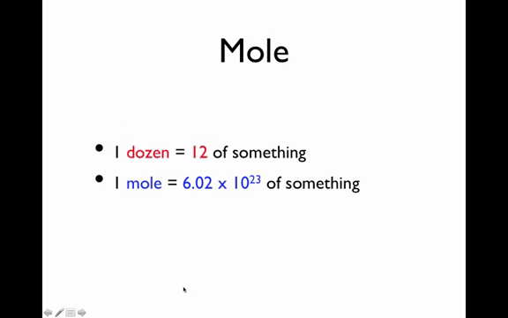Okay, and so now that we're talking about moles, just a refresher, you can think of the mole in chemistry as being roughly the same type of concept as a dozen. So a dozen is 12 of something, so if you have 2 dozen, that means you have 2 groups of 12. 1 mole is 6.02 times 10 to the 23 of something. So it's just grouping things in groups of 6.02 times 10 to the 23 in the same way that a dozen is grouping things in groups of 12.